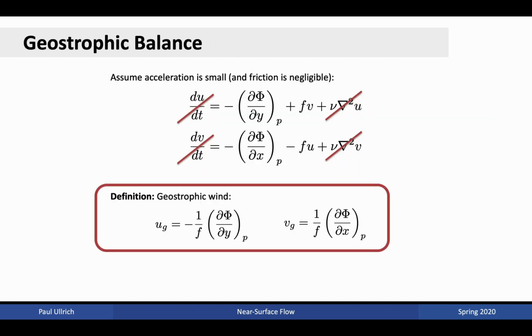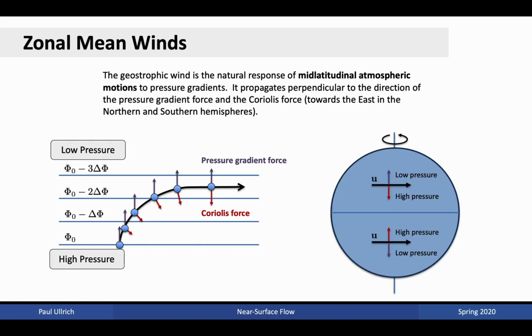Recall our discussion of geostrophic balance. If we assume that acceleration is small and friction is negligible, we then find that we must have a balance between Coriolis force and pressure gradient force. This then gives rise to geostrophic winds.